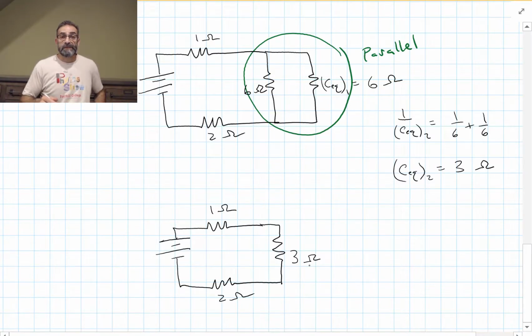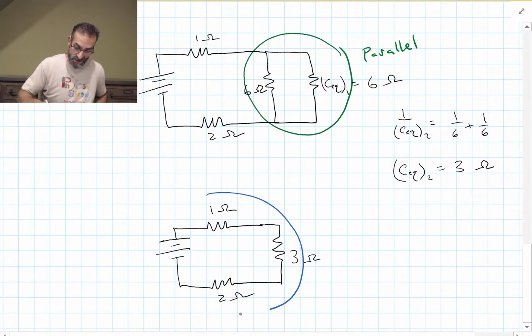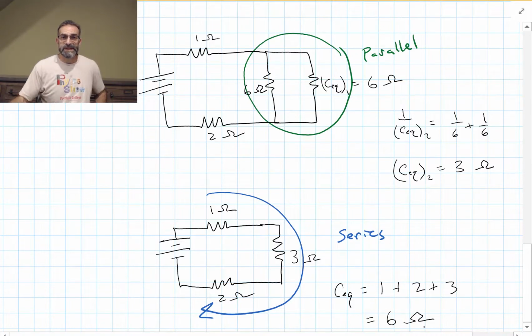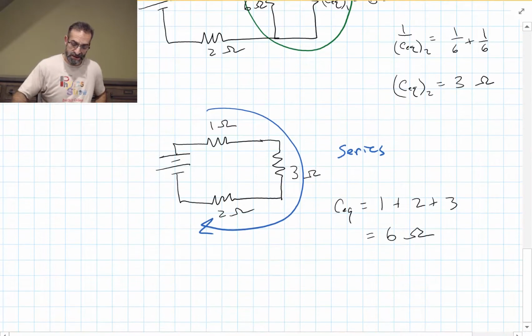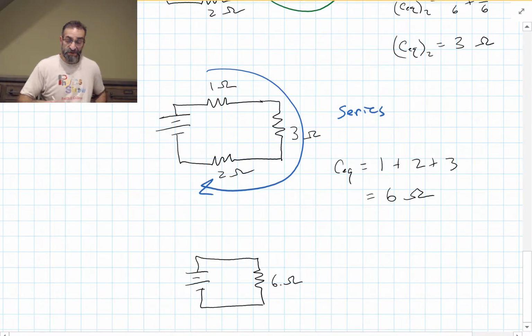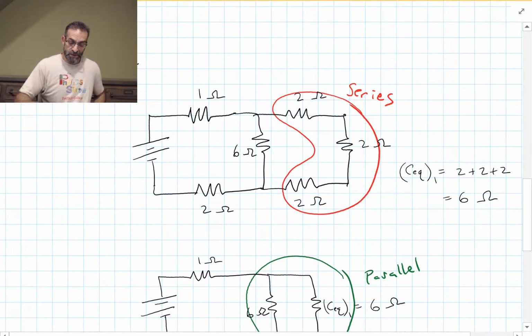Now, it should be easy to see that these are in series. So we get an equivalent resistance of 6 ohms. That means that we could have a circuit with a single 6 ohm resistor that would flow the same current when hooked up to the same battery as this complicated circuit with 6 resistors.